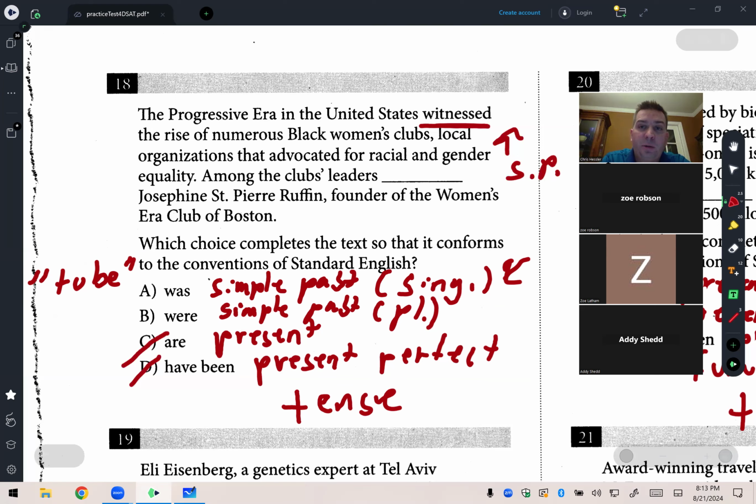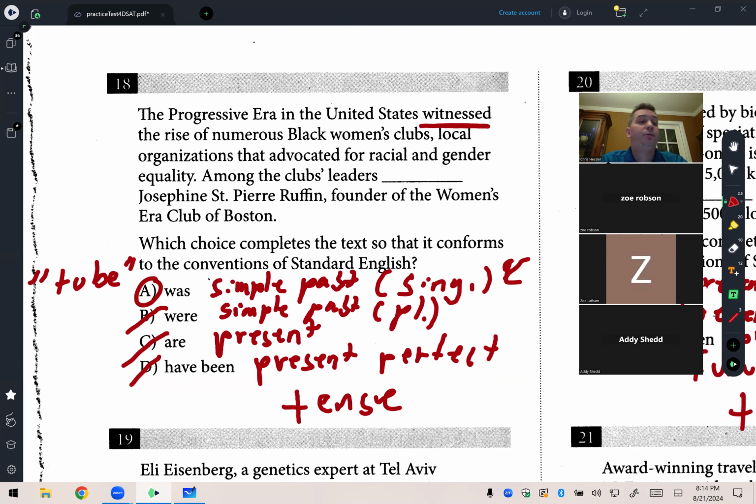Okay, so back to what we were saying: do we need a singular form of to be, which would be was, or do we need a plural form of to be, which would be were? We need the singular. We just need one individual, Josephine St. Pierre Ruffin. Let me read the corrected version. Among the club's leaders was Josephine St. Pierre Ruffin, one person, founder of the Women's Era Club of Boston.